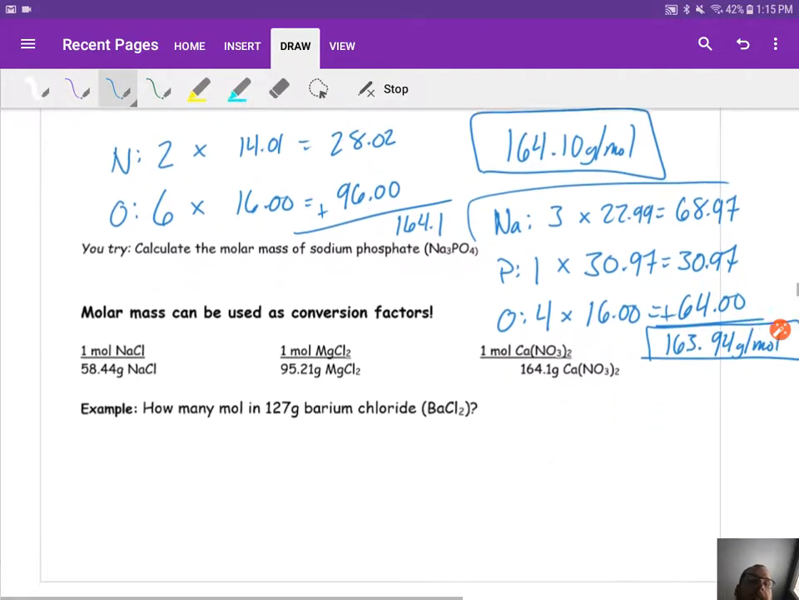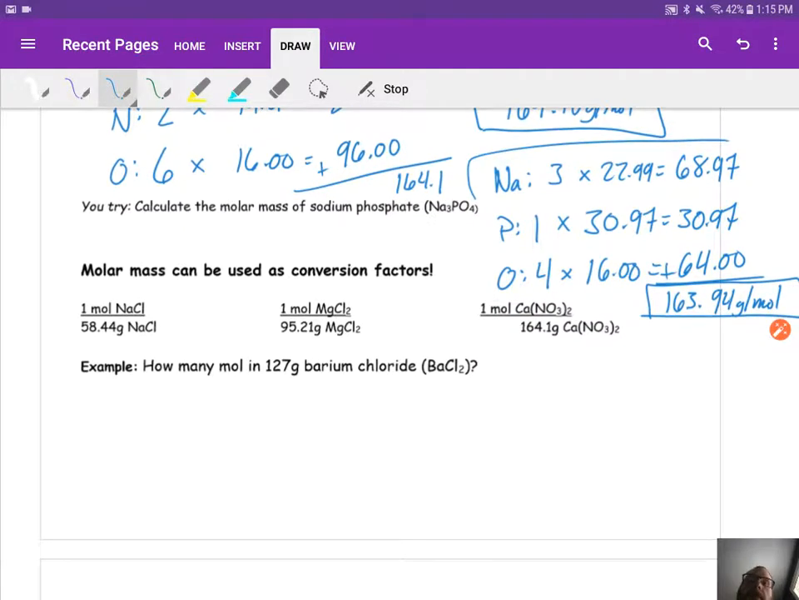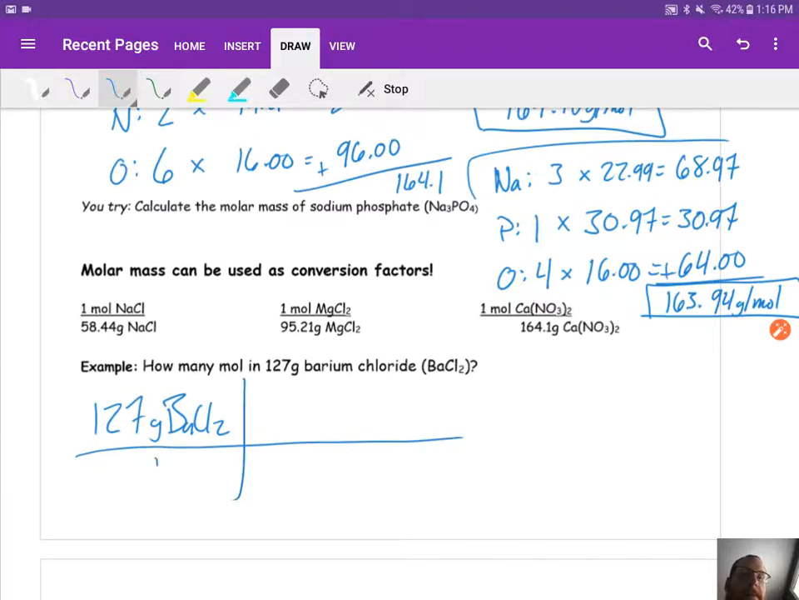So now the next step that we can then use is similar to what we've already done with elements. We can now use molar mass, guys, as a conversion factor. So we can go from grams to moles or vice versa using molar mass of a compound as well. All right, so here we go. Just like we did in the last video, we start with our given 127 grams of BaCl2, which is barium chloride. We're trying to get to moles.